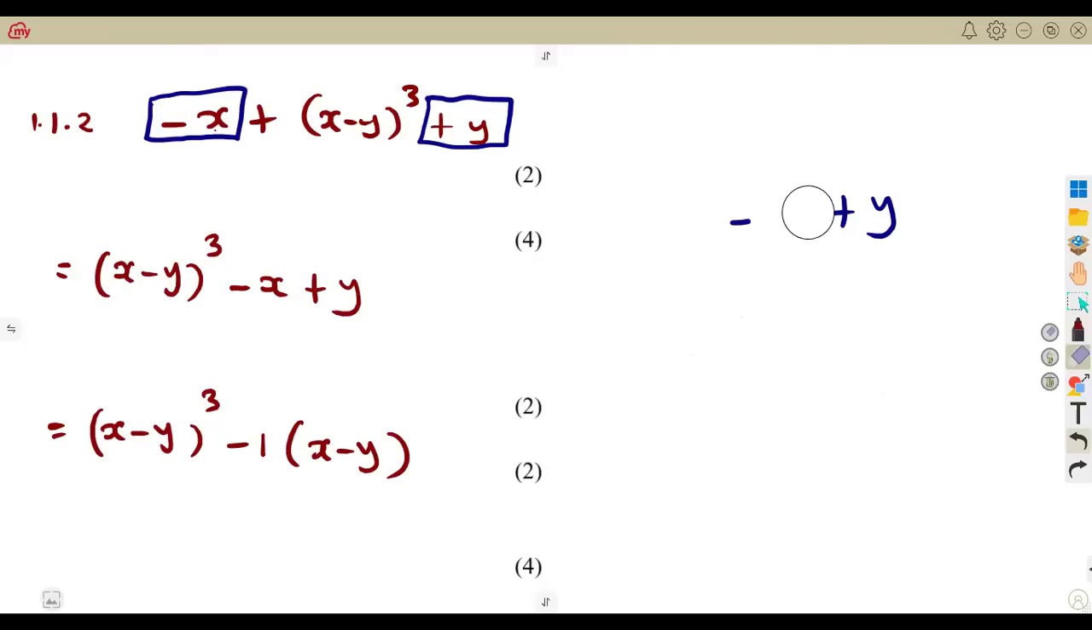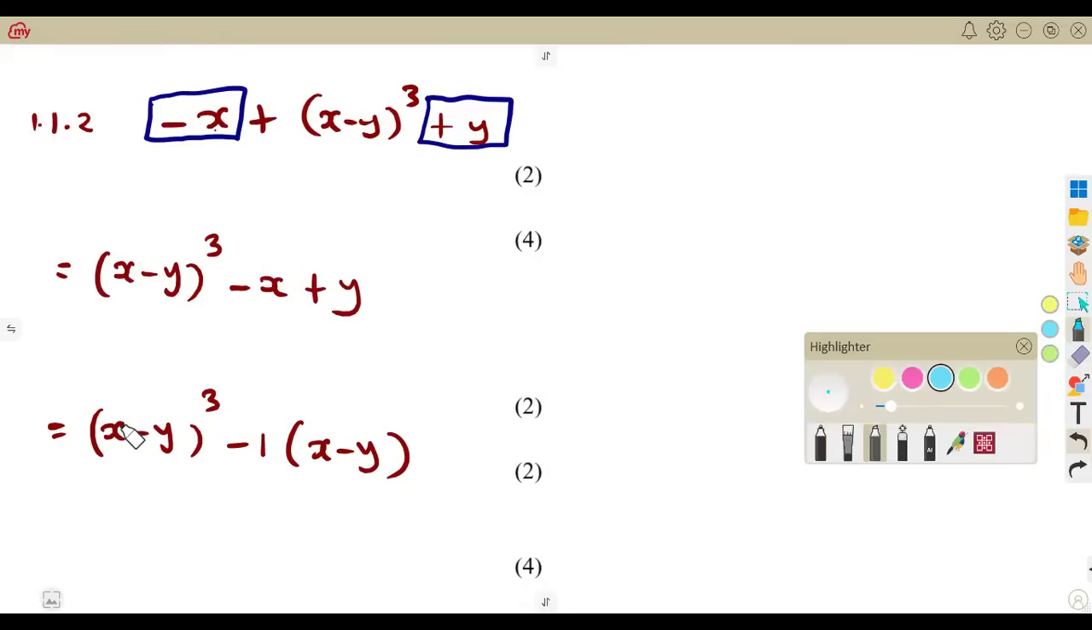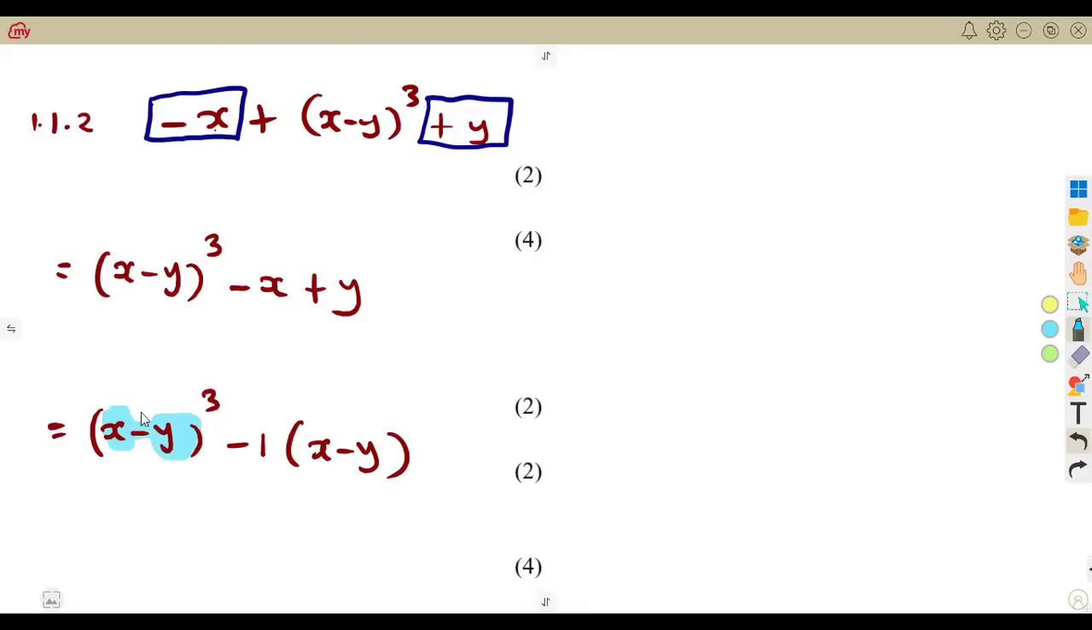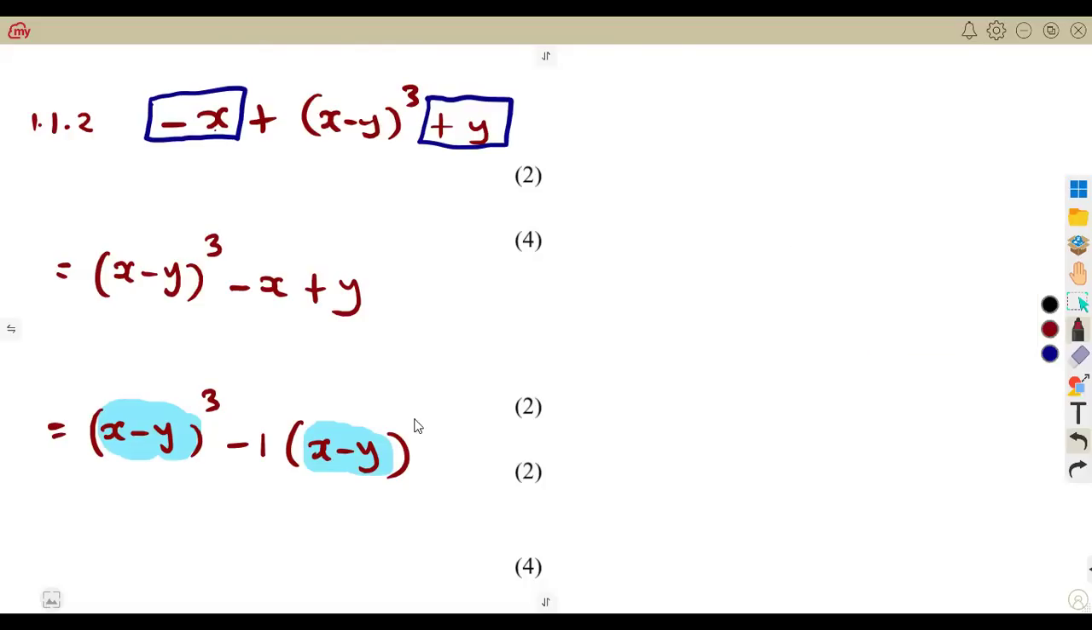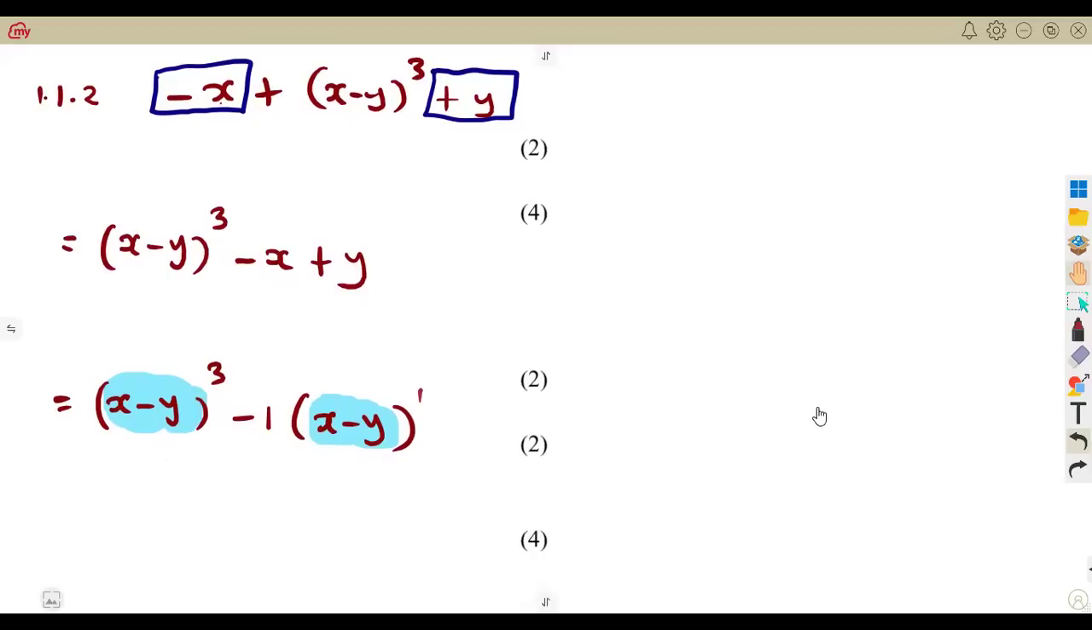By doing so, we are not having common terms, but we are having common expressions. Remember, this is an expression, x minus y, which is also common to this one, x minus y. What is the exponent of this x minus y? It simply means to the exponent of 1, if the exponent is not given, if the power is not given. So how can I factorize this now?